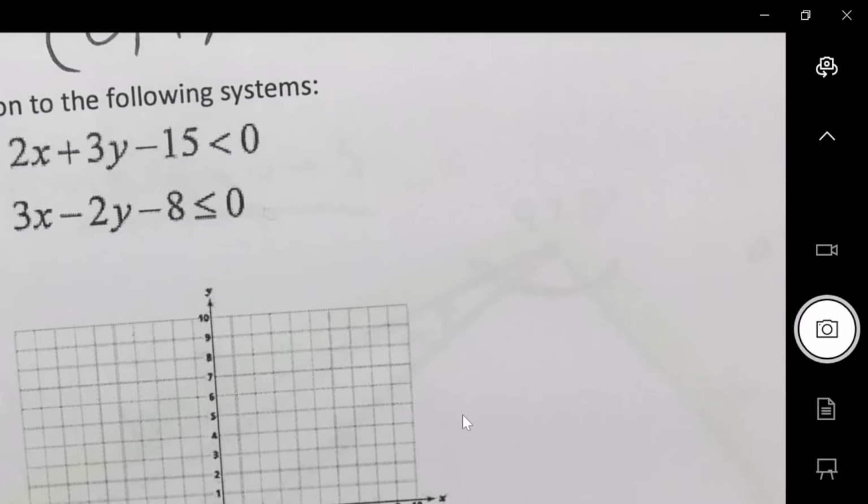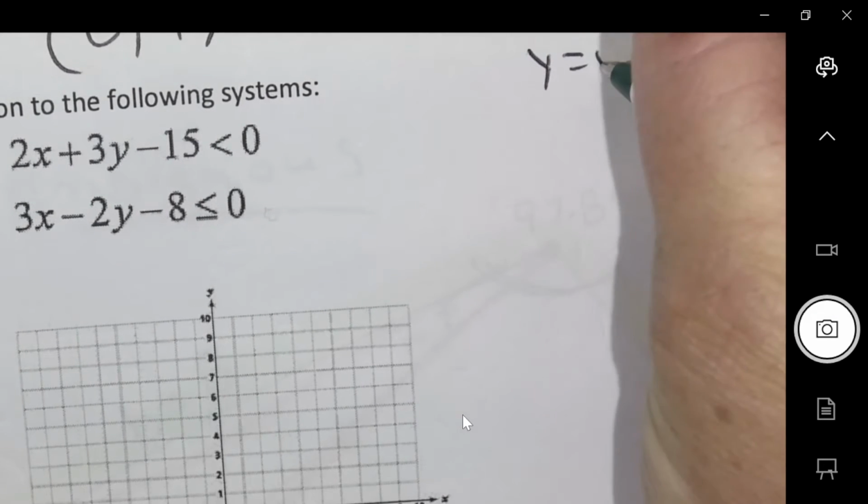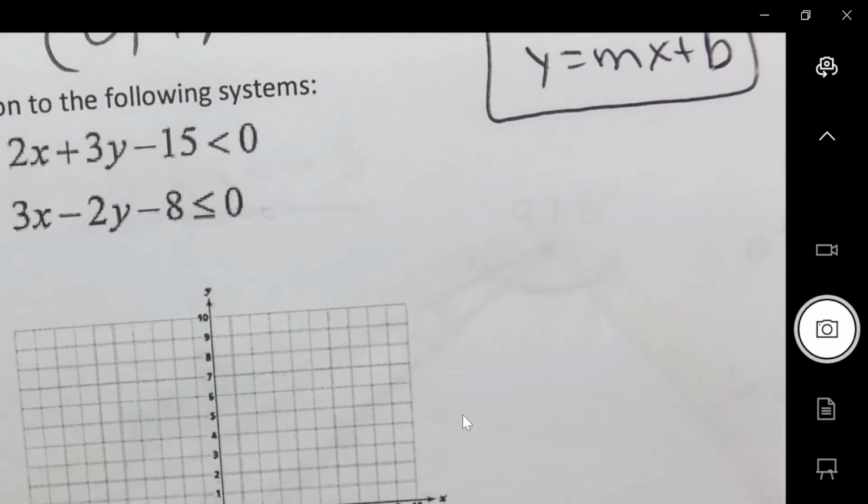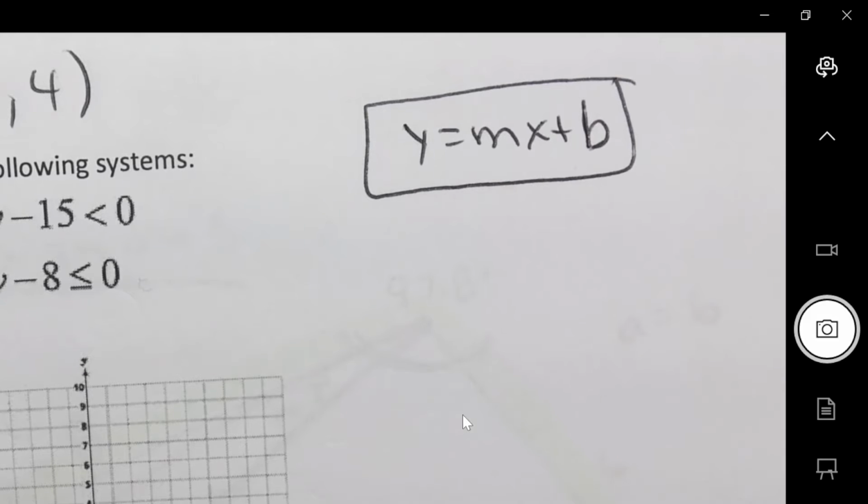Okay, so we're going to graph these two systems. We're going to need algebra because we want to end up like this when we graph a line: mx plus b, that form y equals. So we want y alone. Obviously we don't have an equal sign, we have a different sign, but that's the goal, to get y alone.